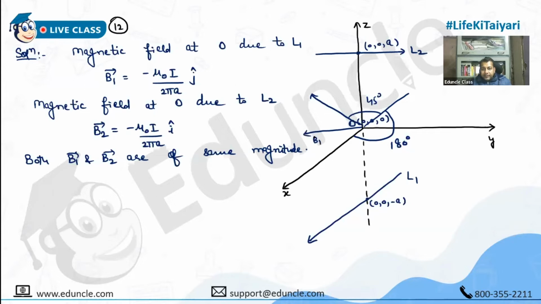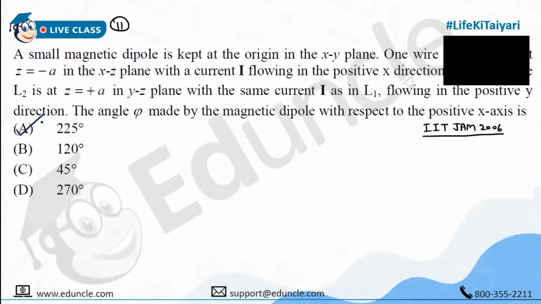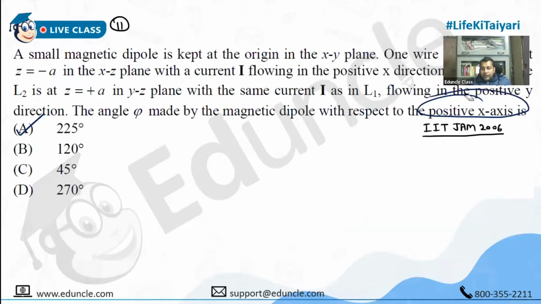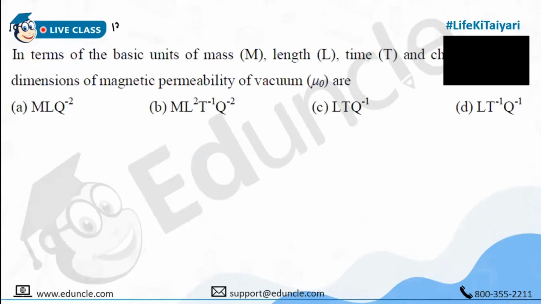Please check. Is it clear? Yes sir. What is the total angle? 225, na? Yes sir, with the X axis. With respect to the positive x-axis, we need to find. Is it clear? Yes, sir. So try to solve this one.